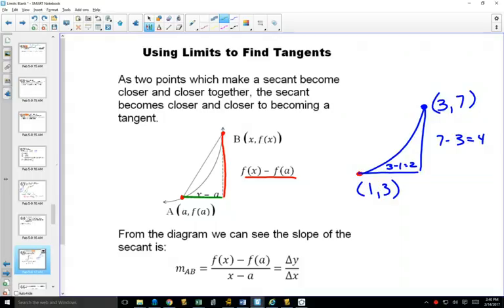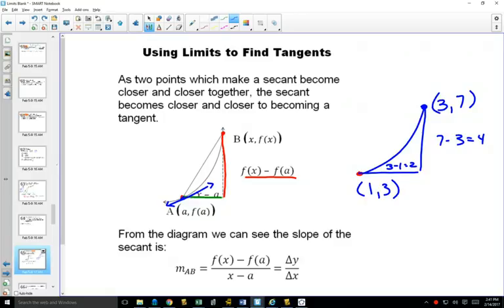Now, in calculus, you're interested in the slope just at one of these points. You're interested in finding what that slope is. So the idea is, well, I don't have 2 points with that slope. I just have this 1 point.